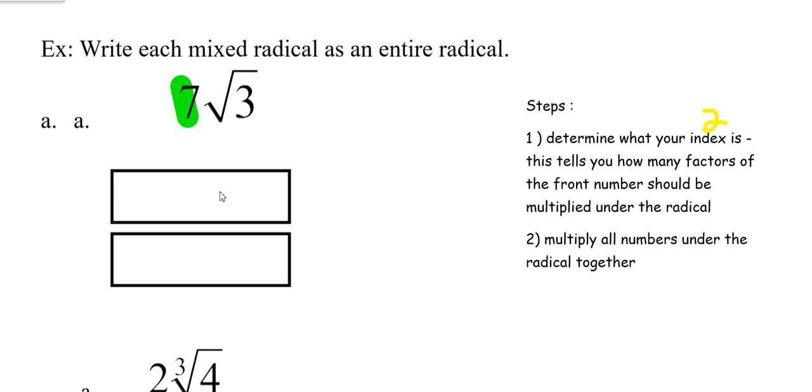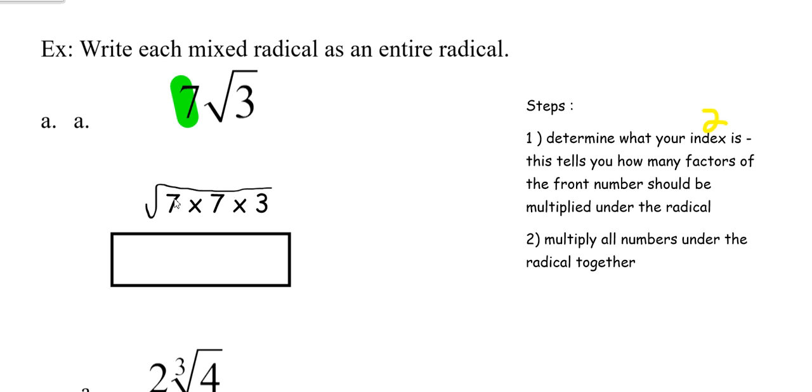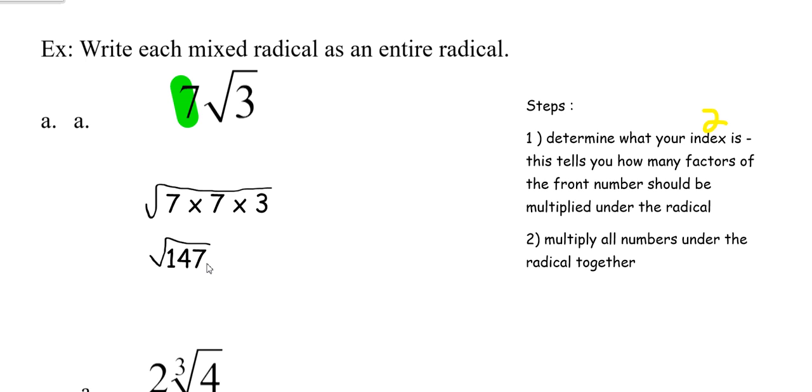So I now know that I have an index of 2, and 7 is my coefficient. So I'm going to put 2 7s underneath this radical sign with my 3 and multiply them all together. I'm going to take those numbers, multiply 7 times 7 times 3, and I'm going to get 147. This here is now complete. I just wanted to take it from a mixed radical to an entire radical. I don't have to simplify or anything like that. I'm doing exactly what it told me to do.